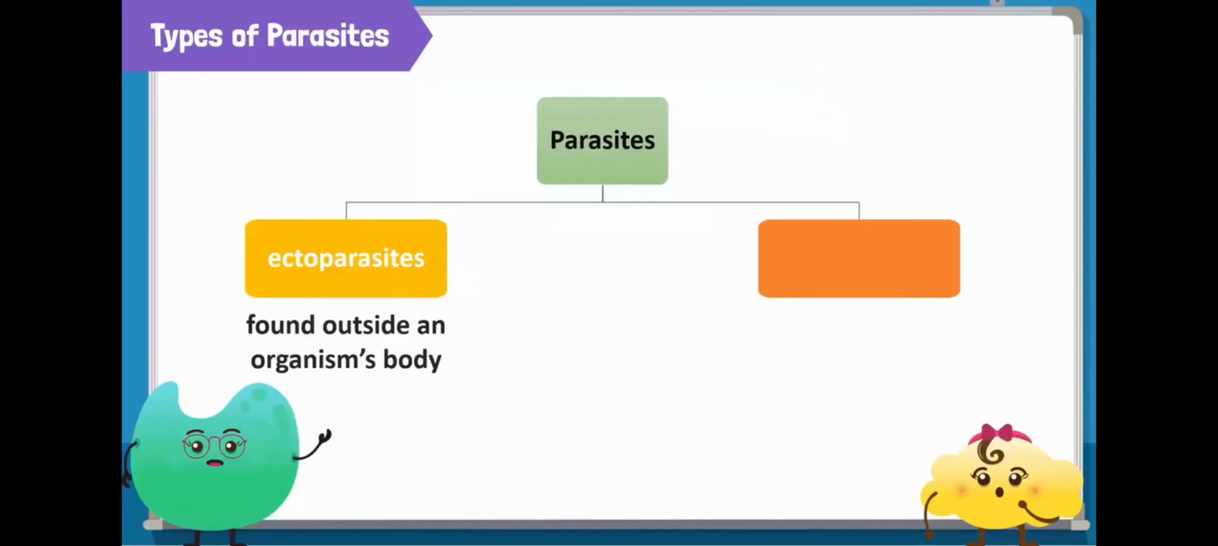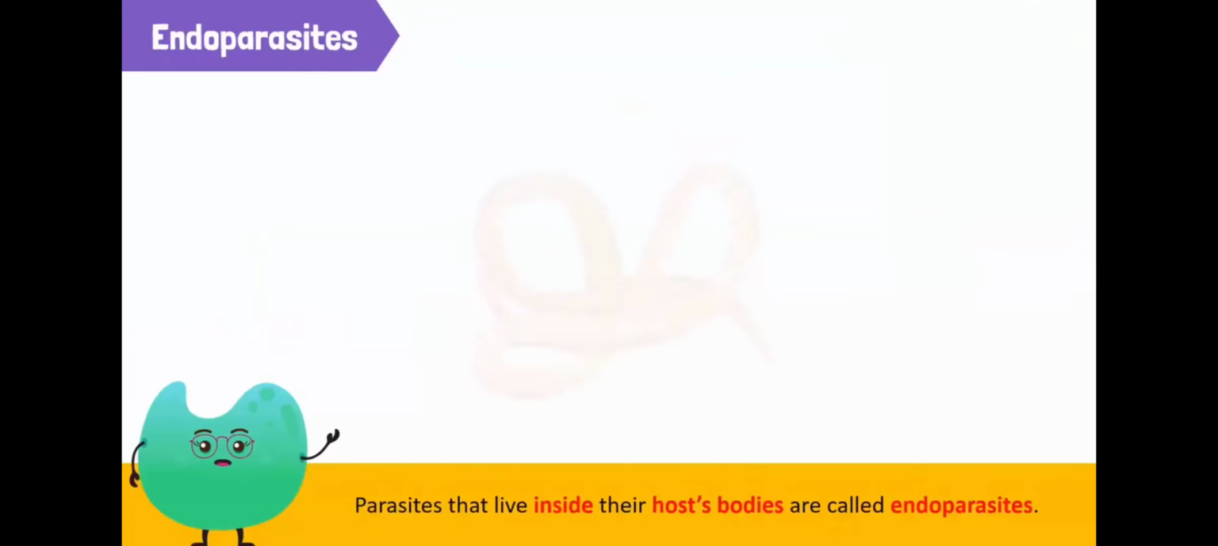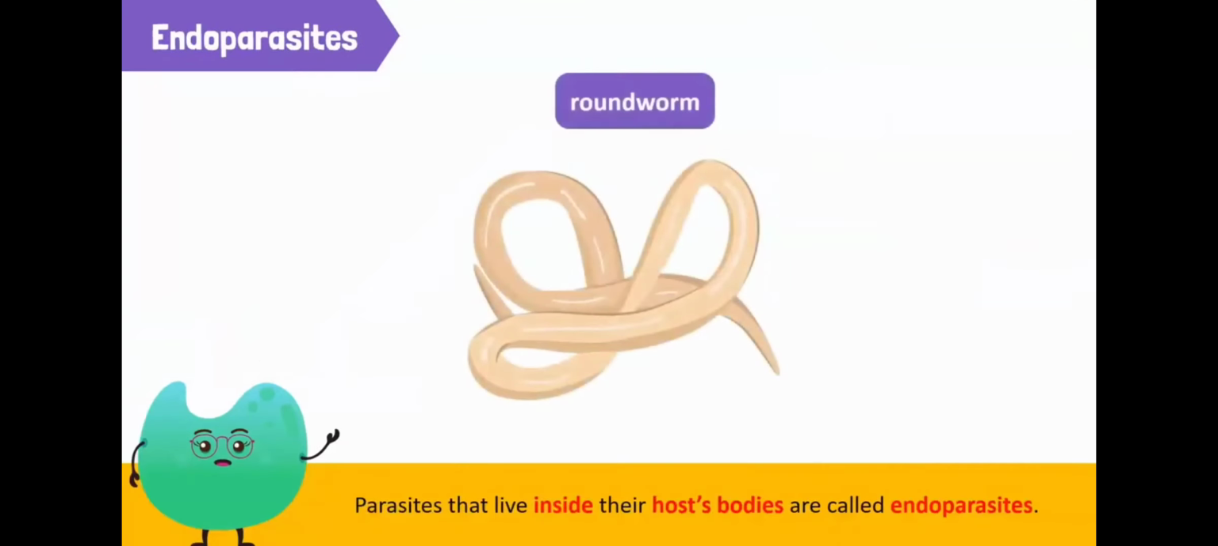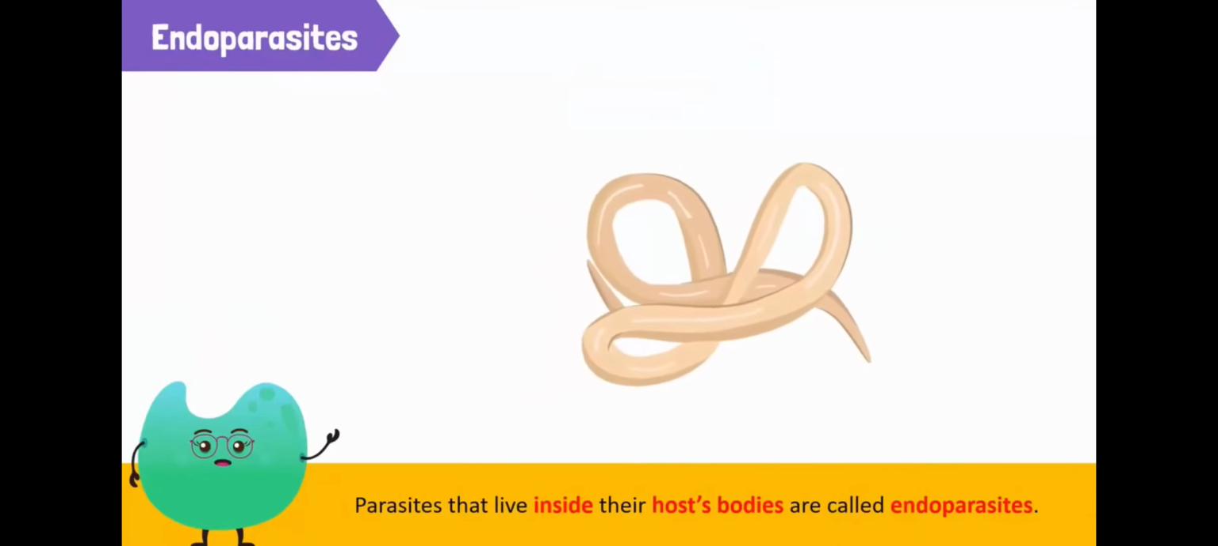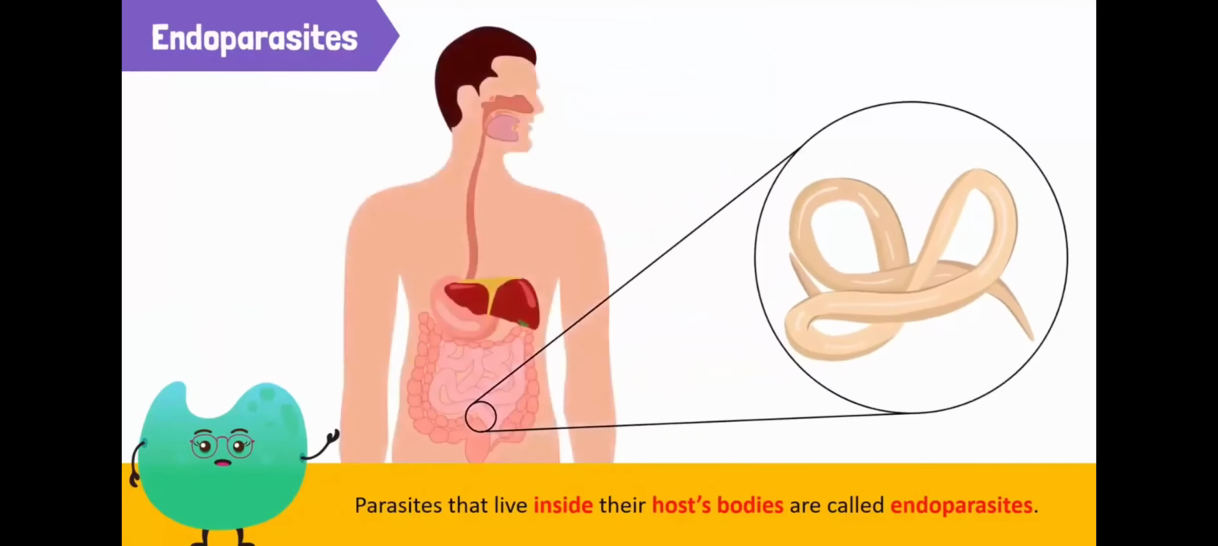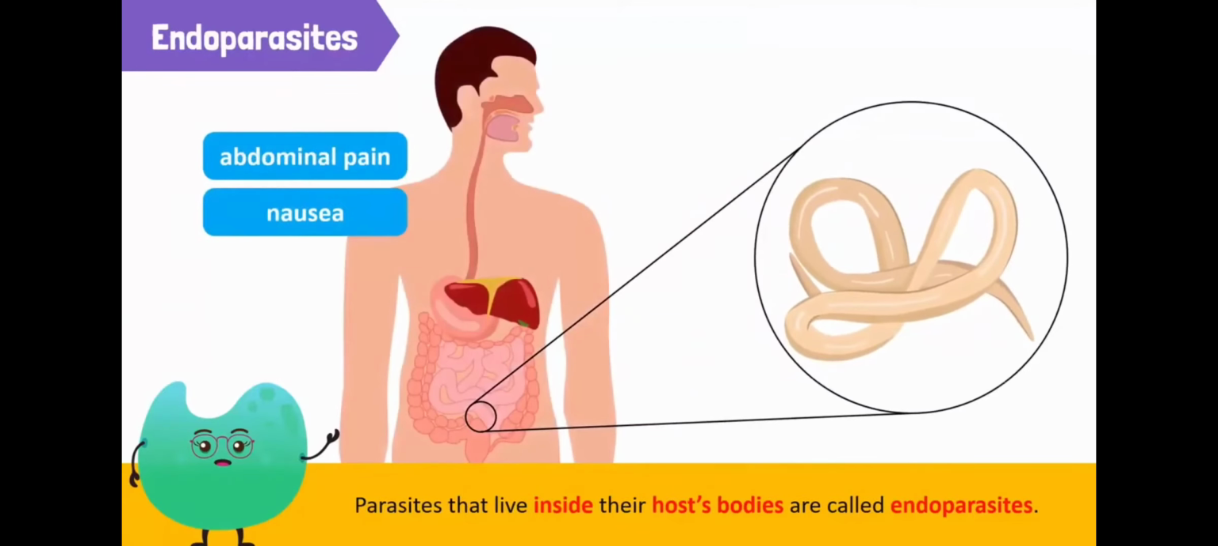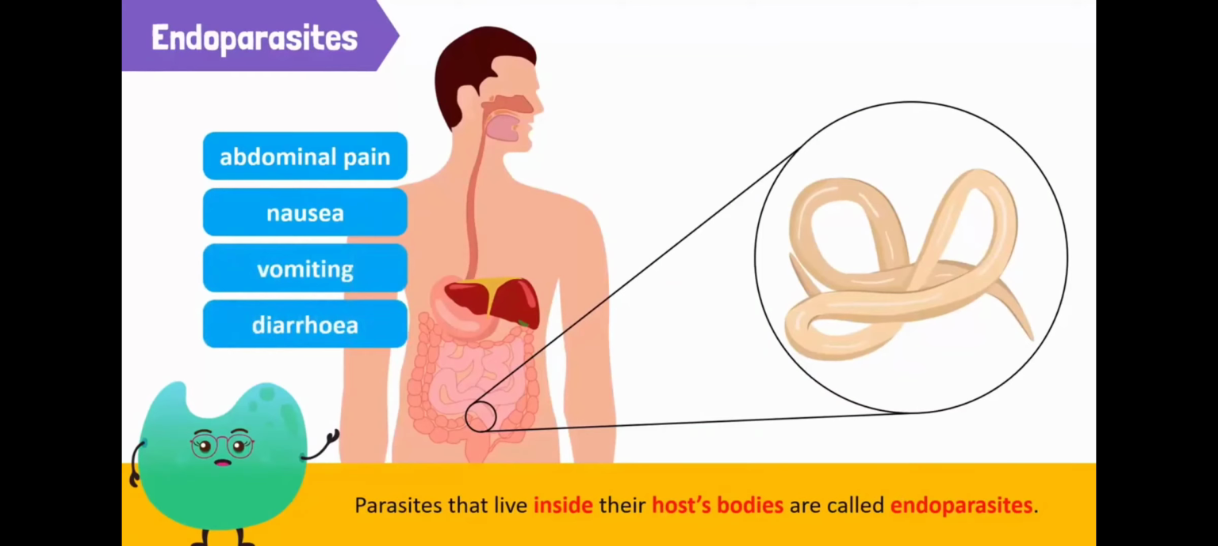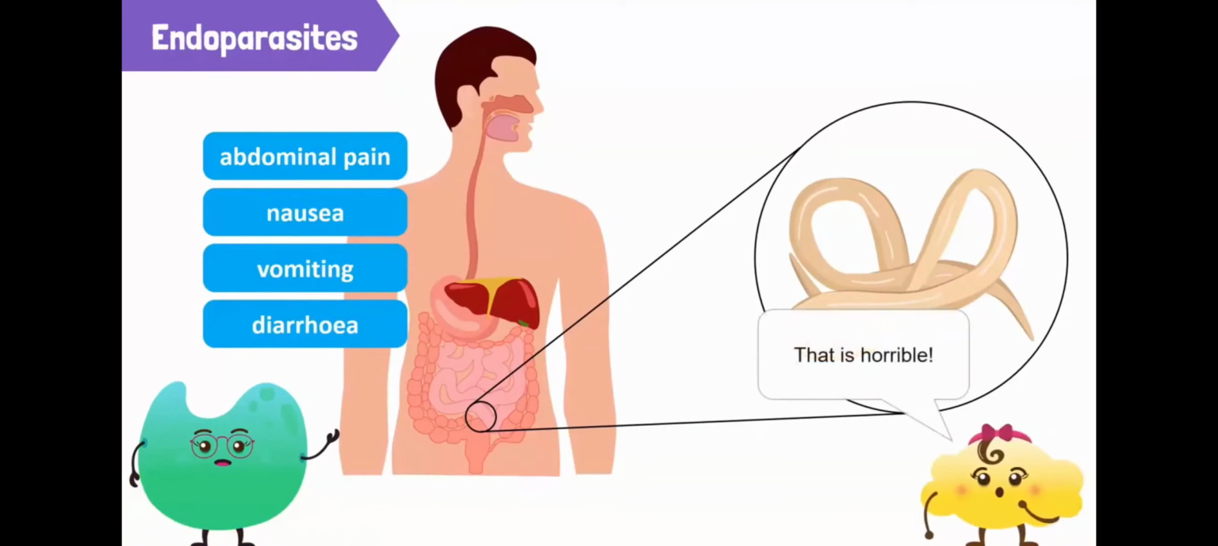On the other hand, parasites that live inside their host body are called endoparasites. An example of such parasites is the roundworm. They can be found in humans' intestines, which cause abdominal pain, nausea, vomiting, diarrhea, and visible worms in stool. That is horrible.